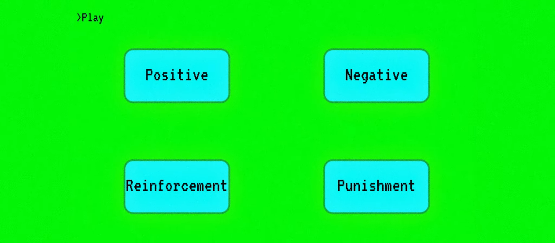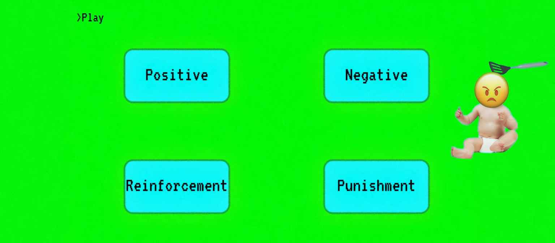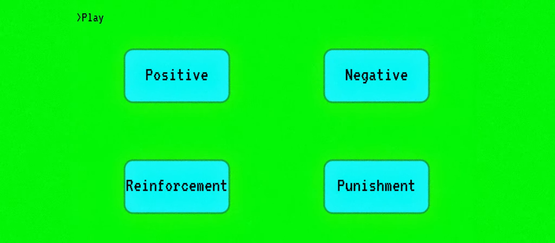Next would be positive punishment. This is, say, you get a spatula and spank Timmy for getting an F on his test. That is, you are applying a stimulus to discourage the repeating of an activity.